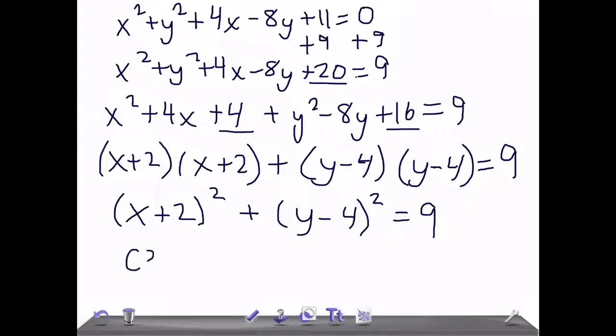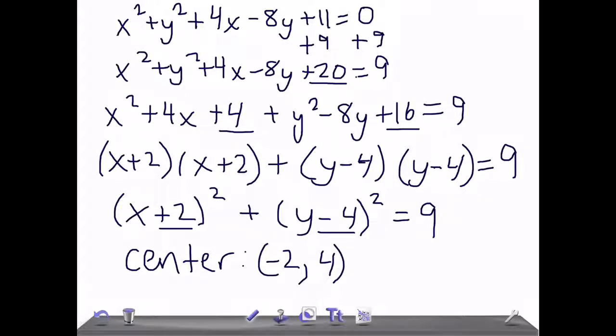So our center would be at (-2, 4). The circle equation is a little different: it should be x minus h and y minus k, so in these, both of them are going to change signs. And then our radius would be 3, because 3 squared makes 9.